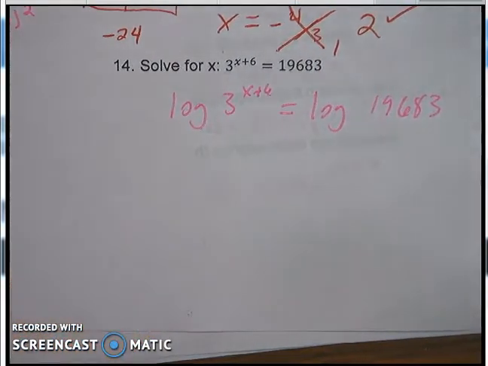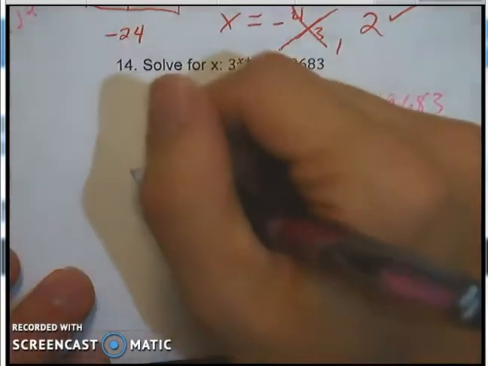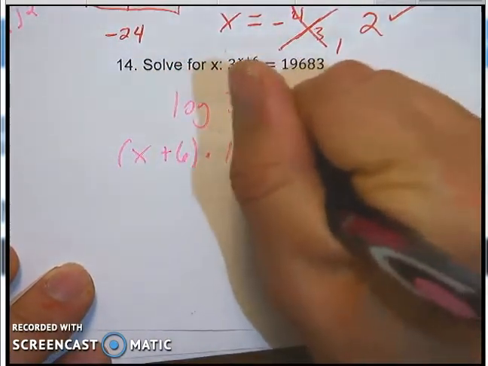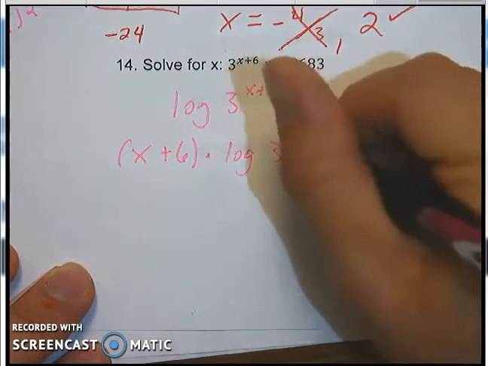The nice thing about logarithms, my favorite rule, is you can take that exponent and move it out front. But be careful when you do that. Write the exponent in parentheses so that it doesn't get lost along the way.